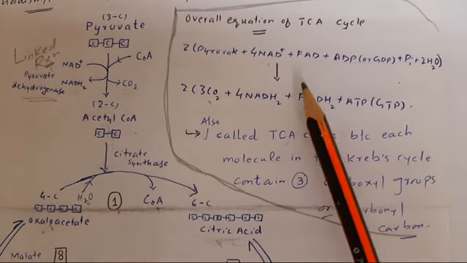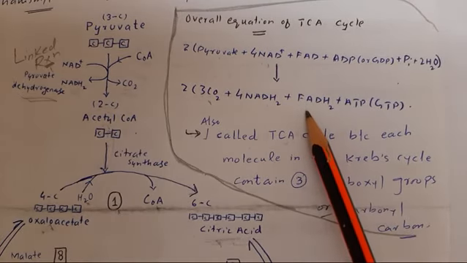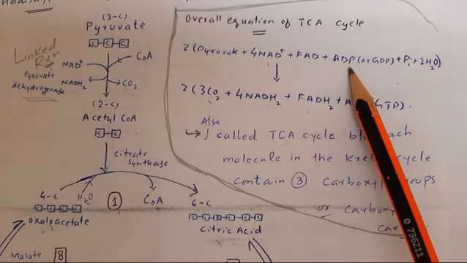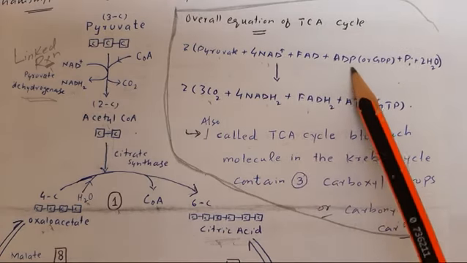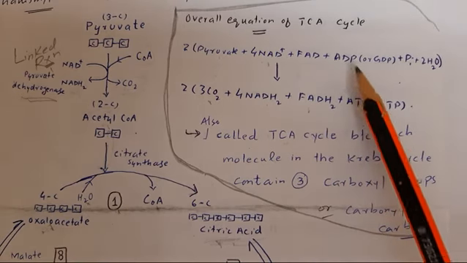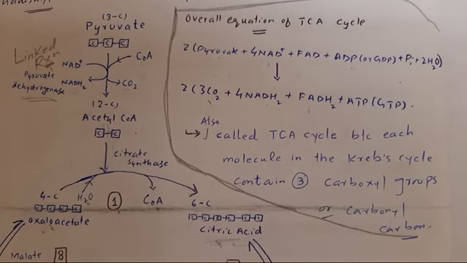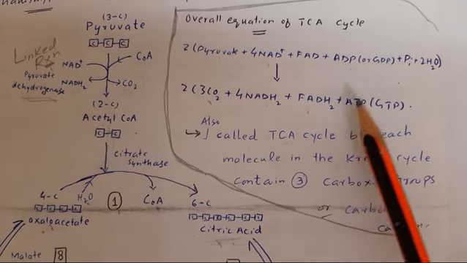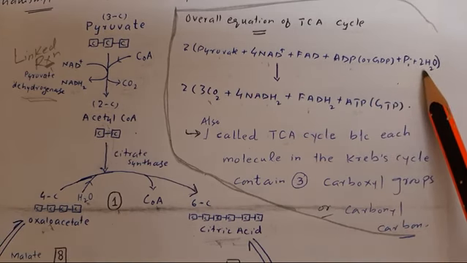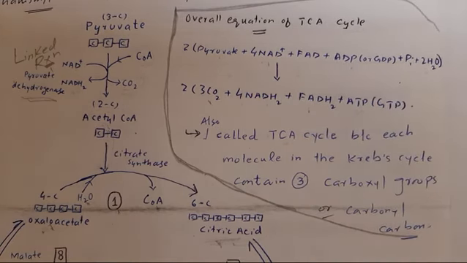1 FAD molecule is reduced into FADH2 in step number 6 of the Krebs cycle, and 1 ATP molecule is produced in the Krebs cycle in step number 5 through substrate level phosphorylation, right? And 2 water molecules are also produced. So this is the overall reaction of the TCA cycle.